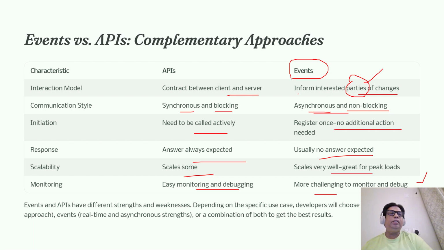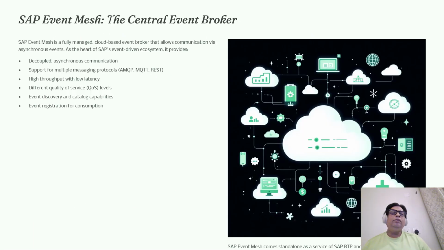Events and APIs have different strengths and weaknesses generally, depending on the specific use, and developers can approach real-time synchronous. So I think you can understand the difference between API and event, right? Events are fire and forget type, and APIs are synchronous. You can see the event mesh as a central event broker. Then we will call it a central event broker generally.